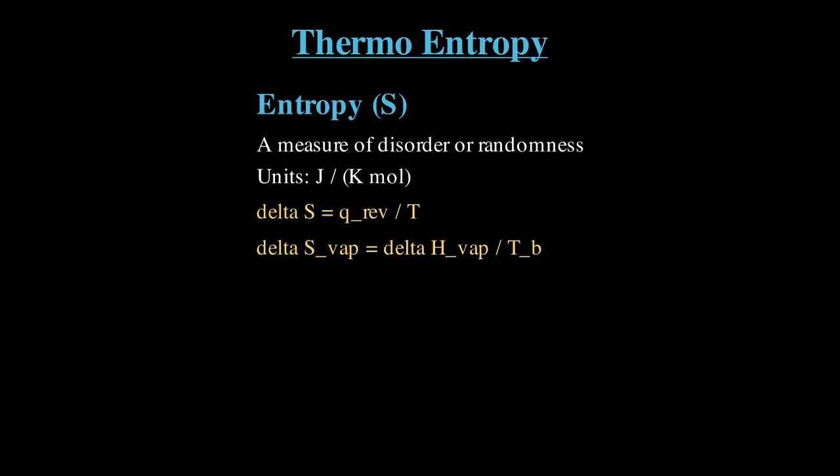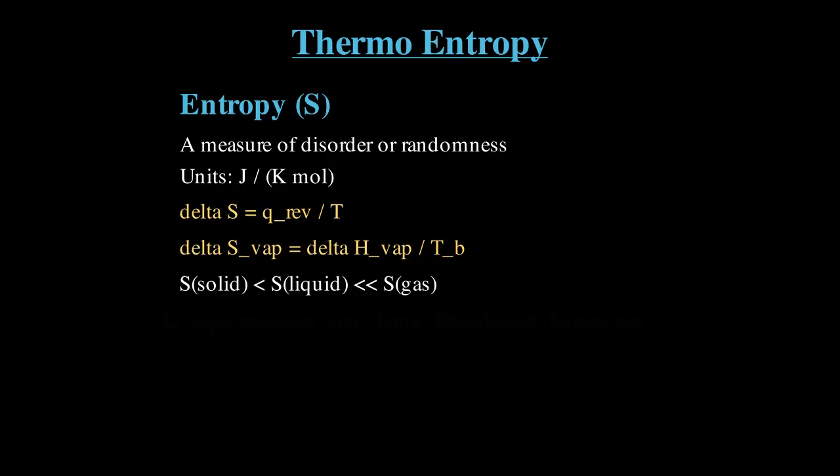Thinking about states of matter, solids have the lowest entropy because their particles are in a fixed, ordered lattice. Liquids are more disordered, and gases, with their rapidly moving, far-apart particles, have the highest entropy. In general, entropy increases with rising temperature, when a solid dissolves, or when a gas expands into a larger volume.